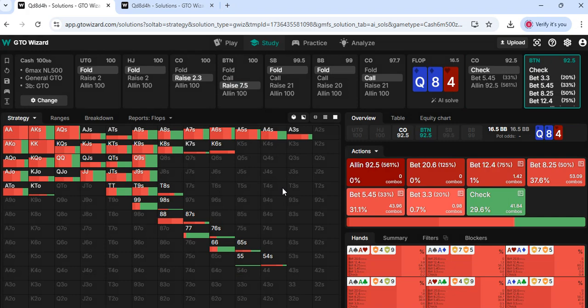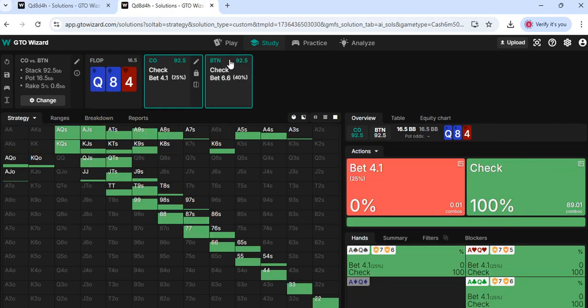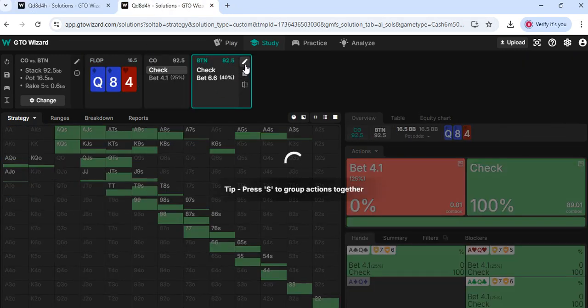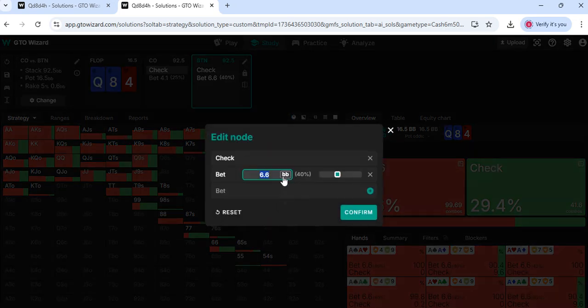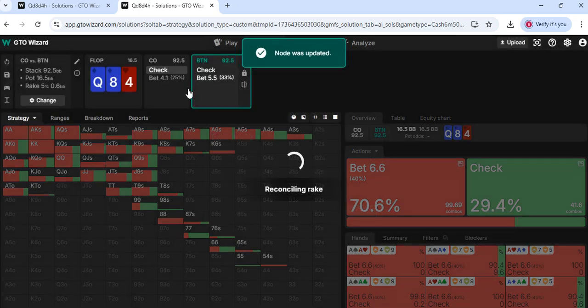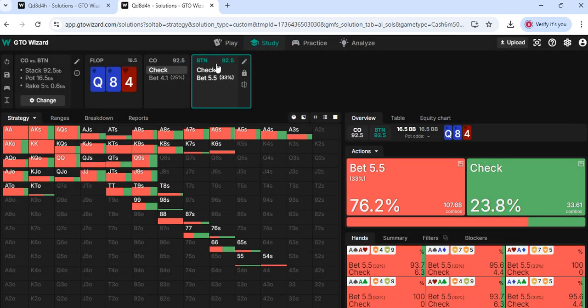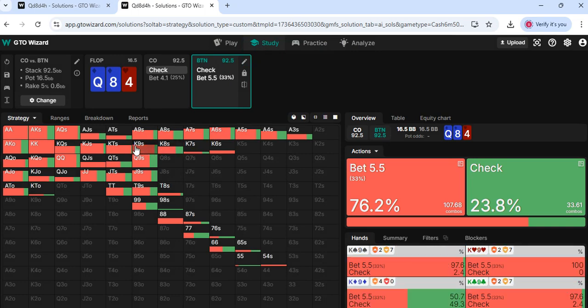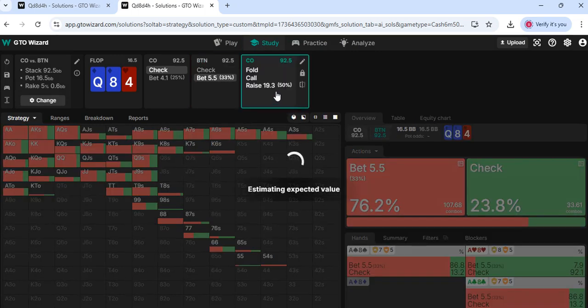We do not want to do this. We want to use one sizing. So what I'm going to do is go into GTO Wizard Elite and choose the 1/3 sizing. Okay, so we do 1/3. We run the node, it's updated. Now we see it's bet around 76% of the time. So we have our King 10 of spades and we decide to 1/3 bet.